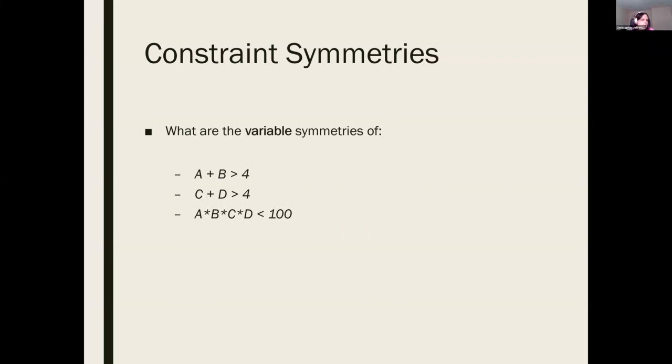So as a nice and easy problem, here's a constraint problem: a plus b is greater than 4, c plus d is greater than 4, a times b times c times d is less than 100. And we could ask what are the symmetries of this that permute the variables? Now, we could go away and solve the problem and come back and look at the solutions. But also, just looking at this, you can see that clearly you can swap A and B, clearly you can swap C and D, and clearly I can swap the pair AB with the pair CD.